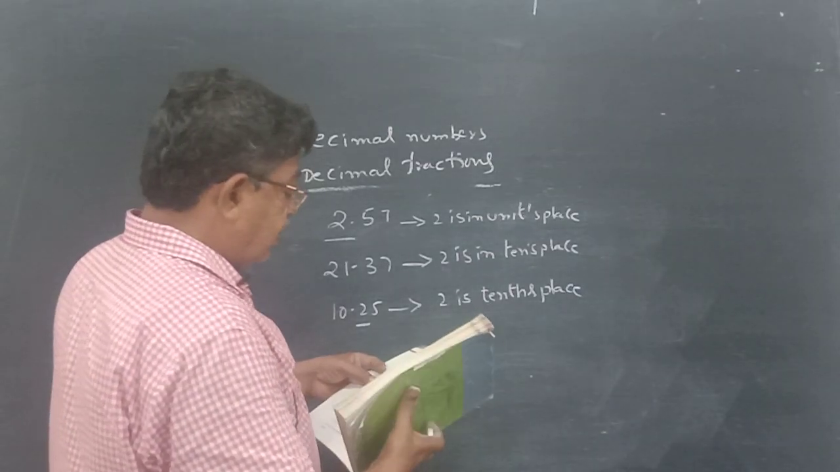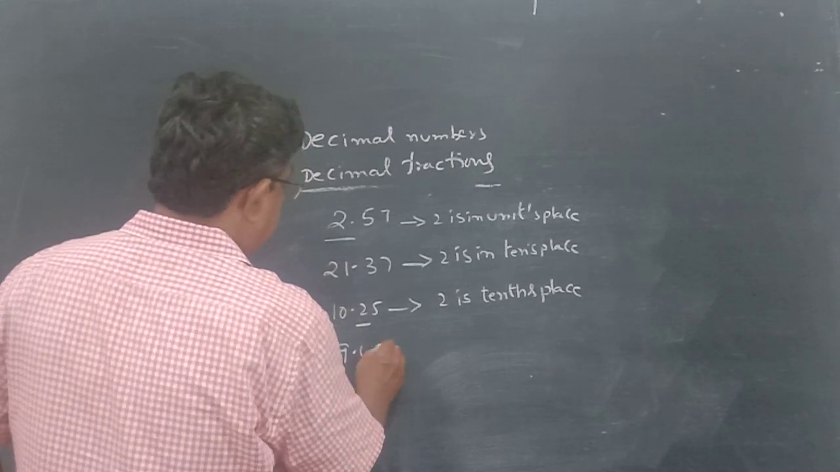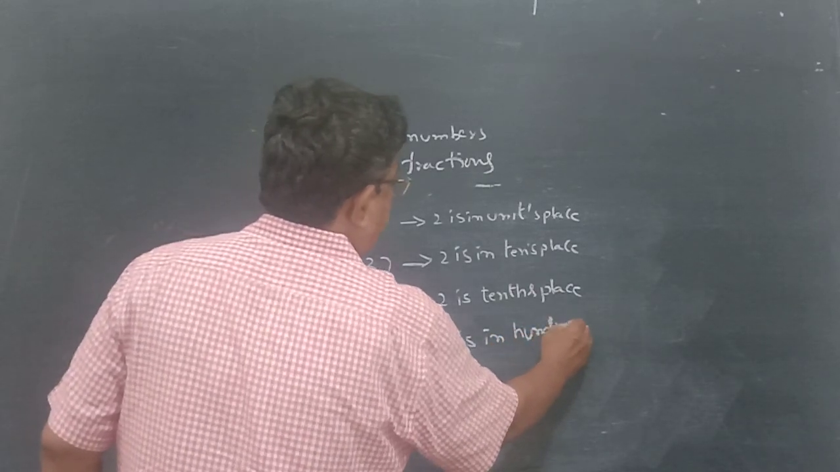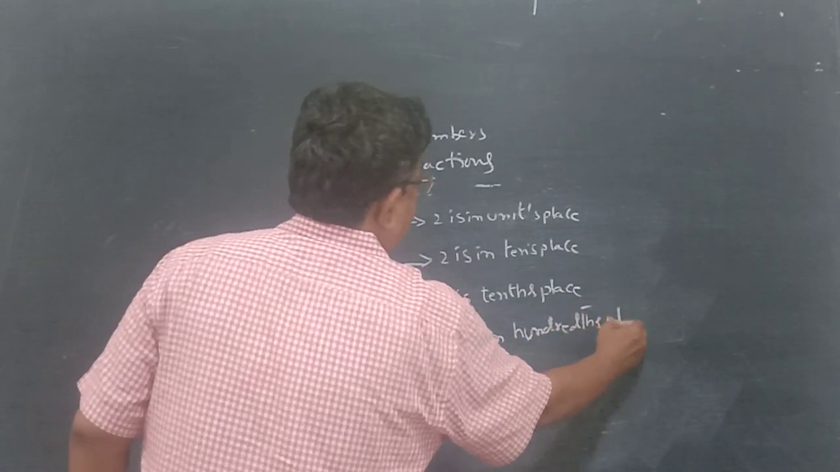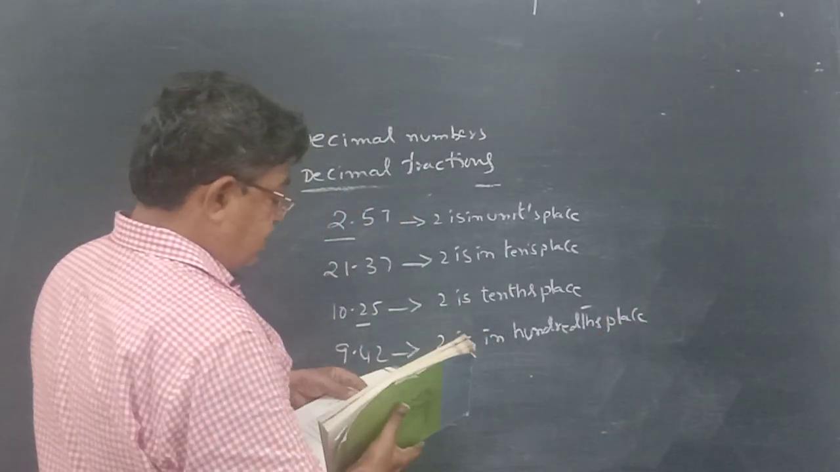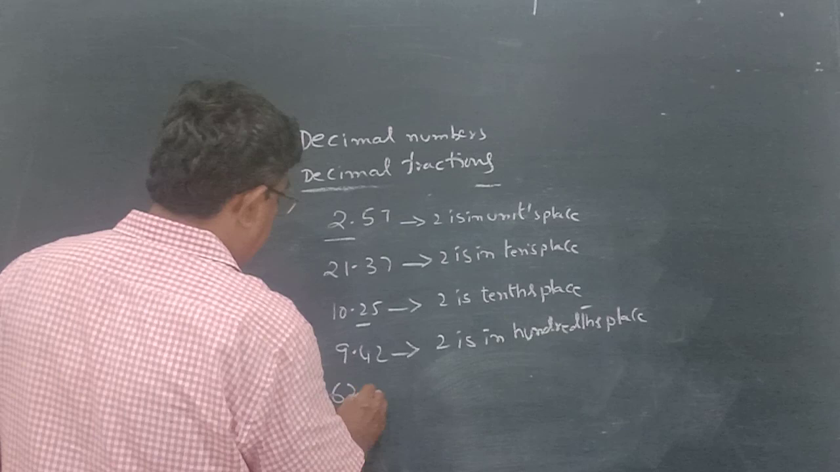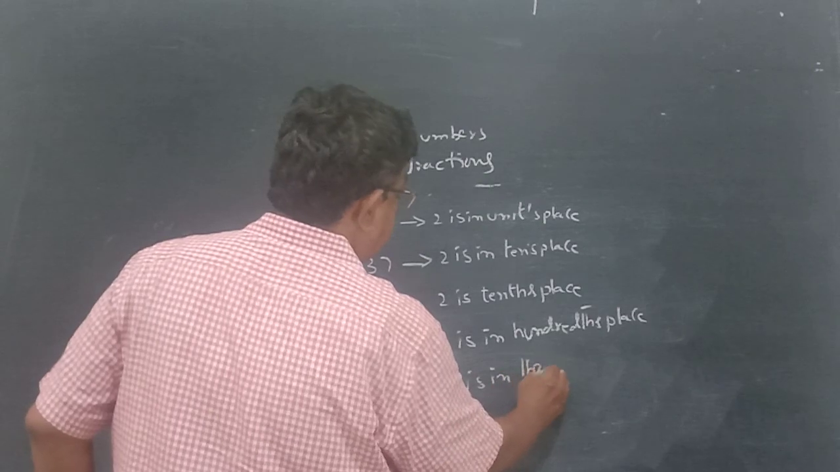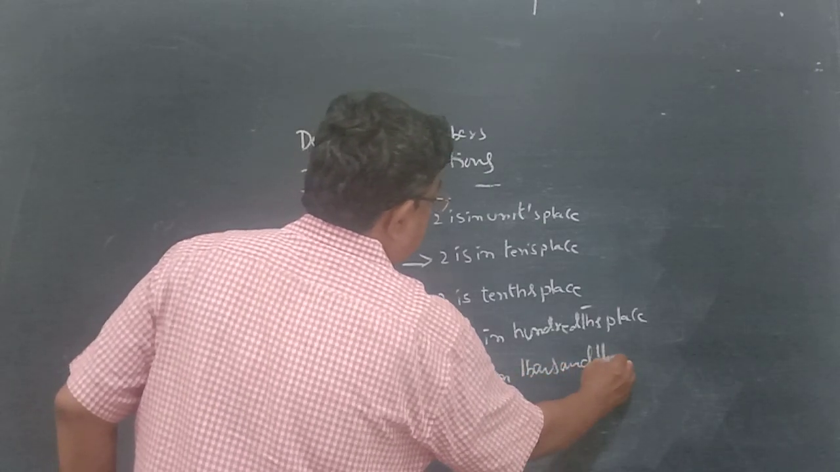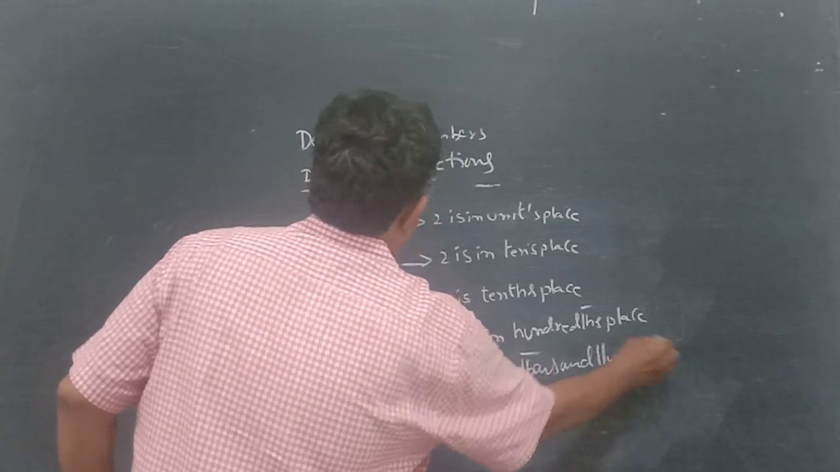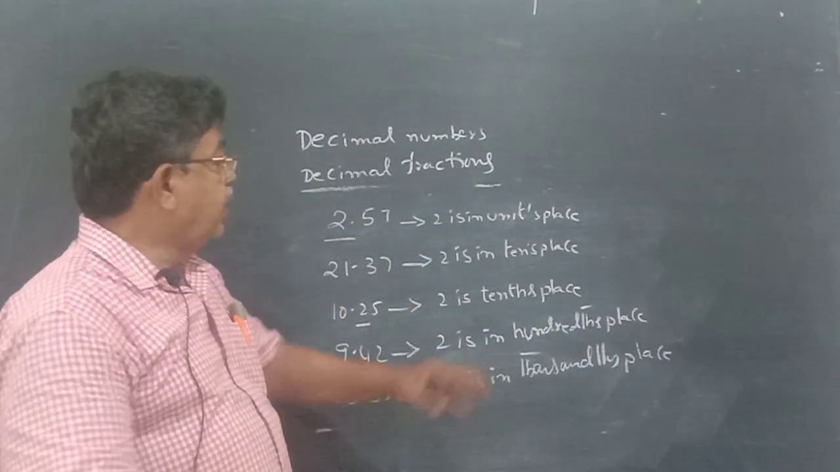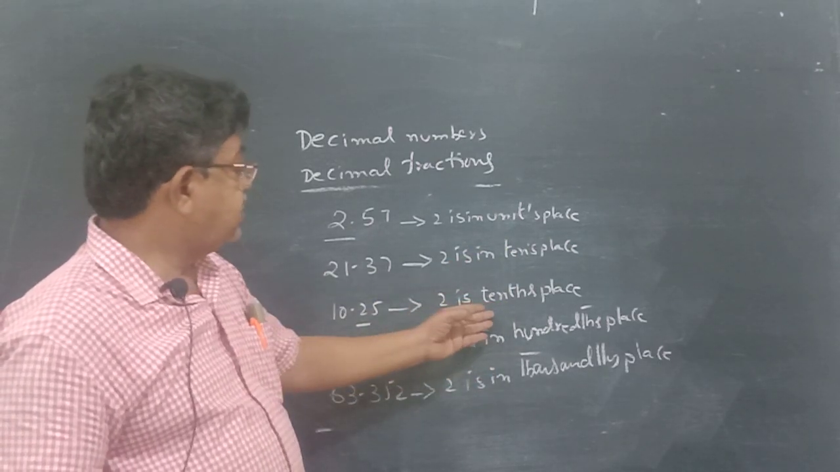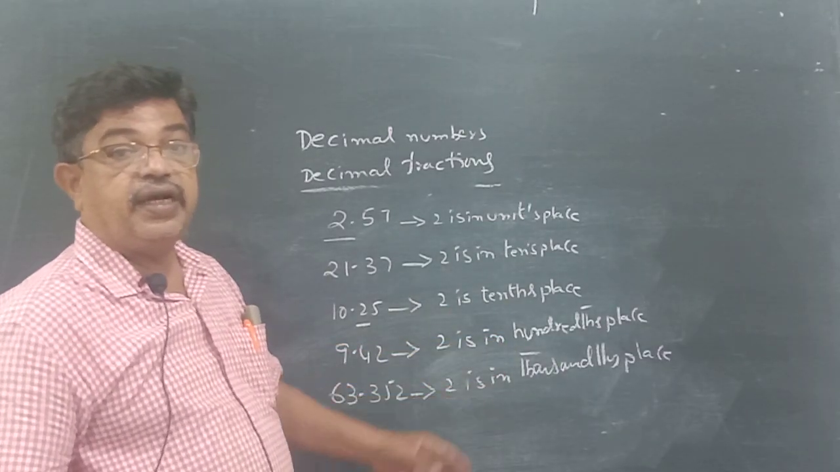Next, 9.42. 2 is in hundredths place. Hundredths place. Next, 63.352. 2 is in thousandths place. So depending upon the place value of 2, you are able to write units place, tens place, hundredths place, and thousandths place.